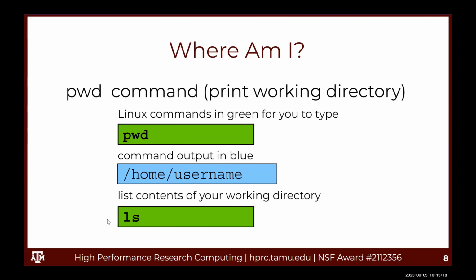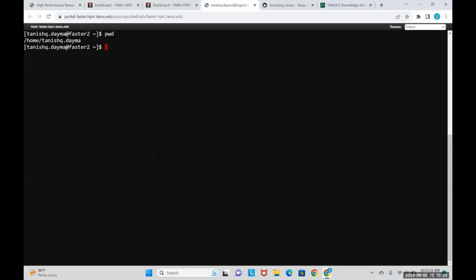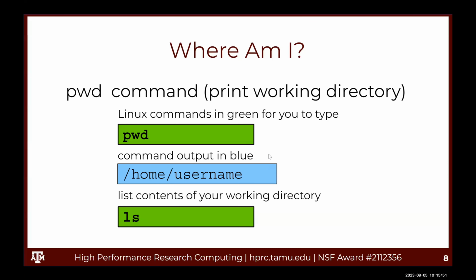Next command is ls, which stands for list contents. Let's say you are inside a directory. Now you want to check what all directories and folders and files are present inside that directory. So you can use ls, type enter, and right now I have these directories in my home folder. In your case, it can be empty and there's a chance that you do not see anything, which is totally fine because you're just starting on with Fast.